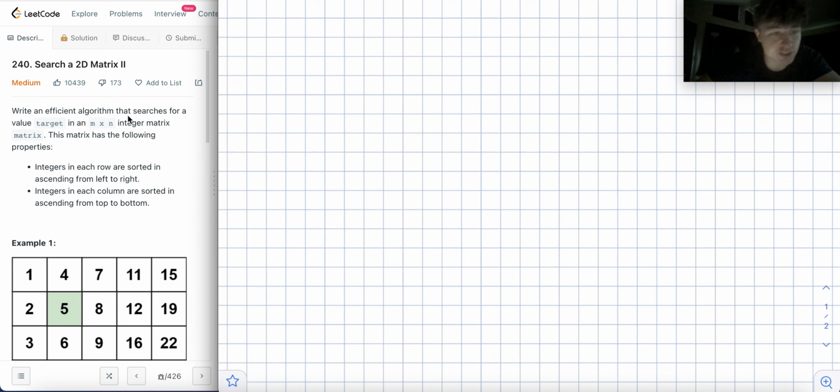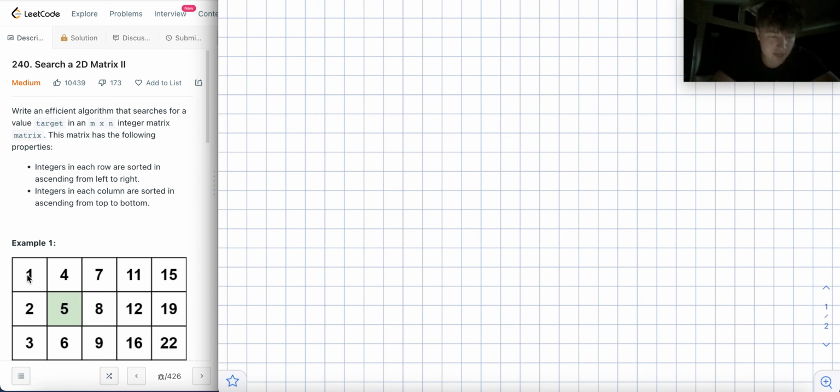Okay. That searches for a value target in an m by n integer matrix. This matrix has the following properties. Okay. So we're doing some sort of searching algorithm, right? We're searching for a target in a matrix. Okay. Integers in each row are sorted in ascending order from left to right. Okay, so it's sorted left to right.